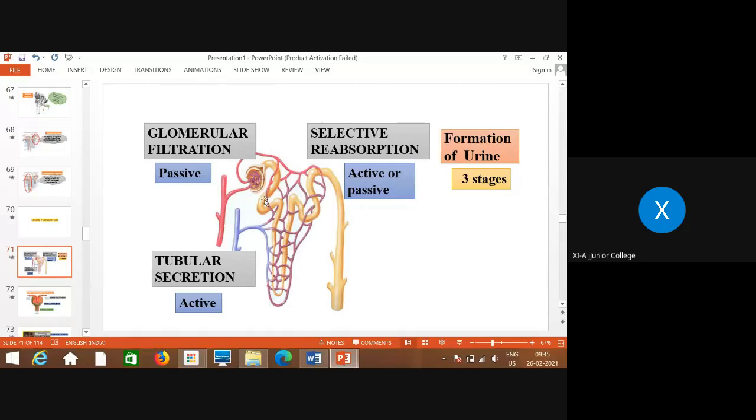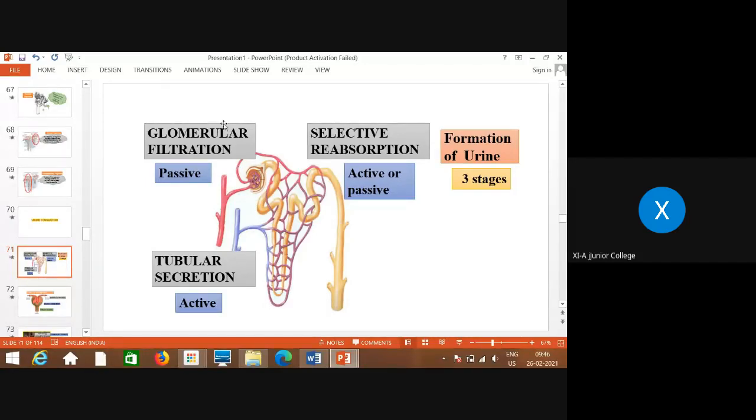Second is selective reabsorption, which takes place in the PCT and loop of Henle. And the third, that is tubular secretion, takes place in the DCT and to some extent in the CT. So all these four parts are involved for a specific function. Now how it takes place, and what is the meaning of glomerular filtration, tubular secretion, or selective reabsorption, we will talk about step by step.